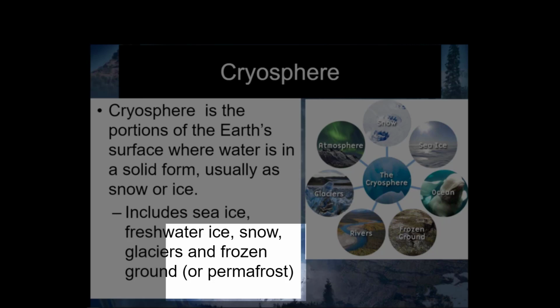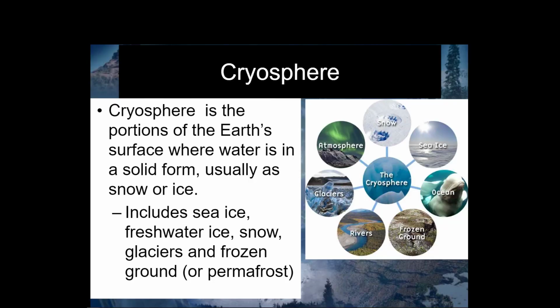It also is composed of the snow, sea ice, frozen rivers, and glaciers that we will often find on some of our continents like Antarctica, on Greenland, as well as up in the mountains.